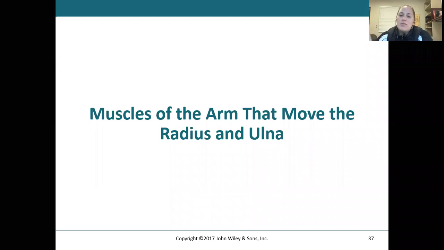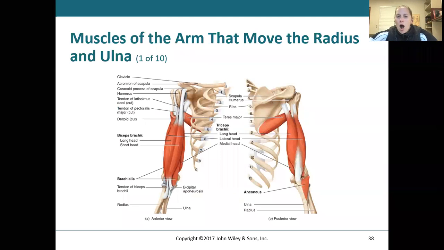Okay, muscles of the arm that move the radius and the ulna. So radius and ulna. Let's not get too crazy here. There's a lot of labeling, but things like the clavicle, the scapula, and the humerus are all bones. We don't need to know those right now. Well, you need to know them, but they're not new material.